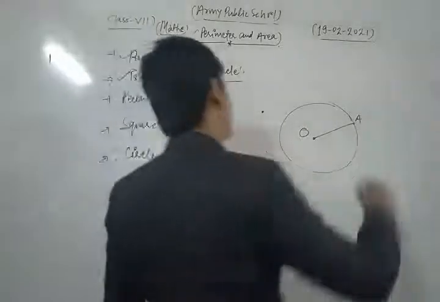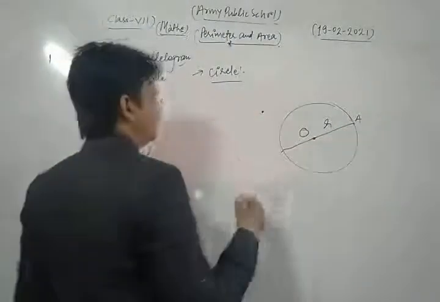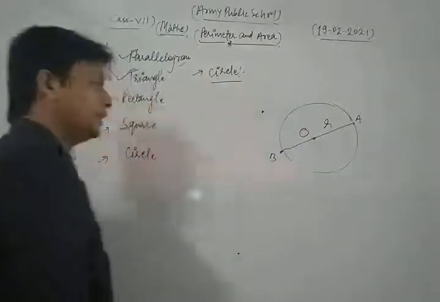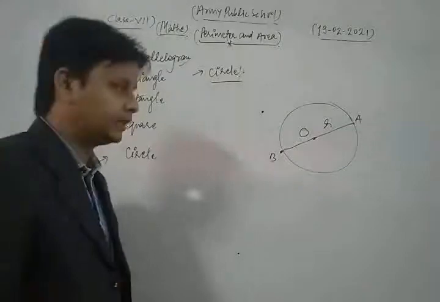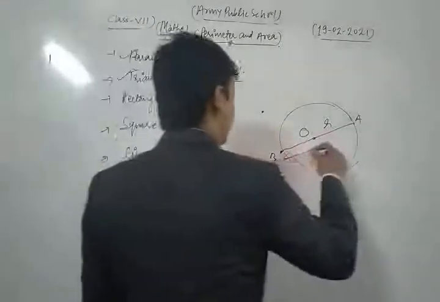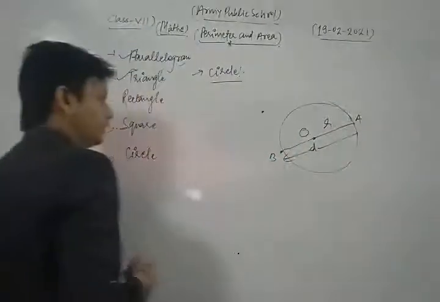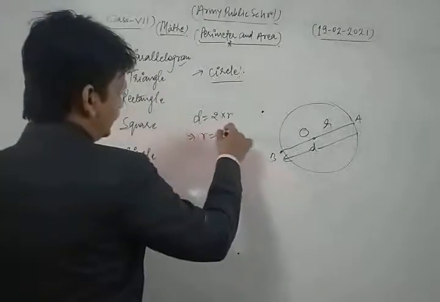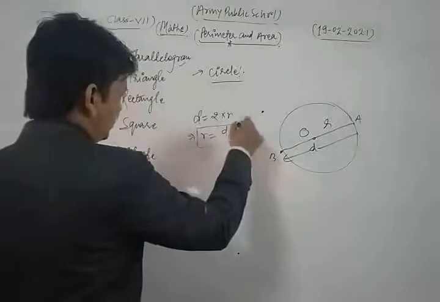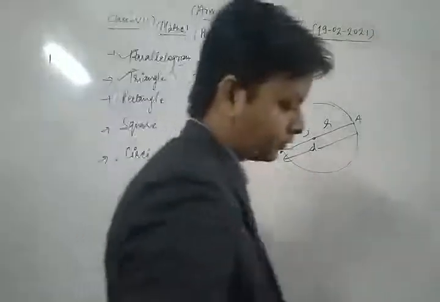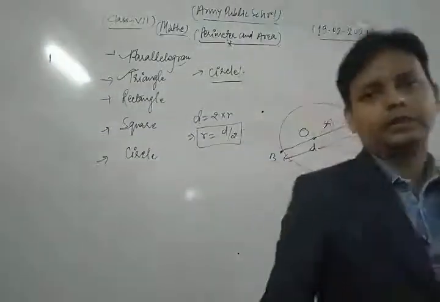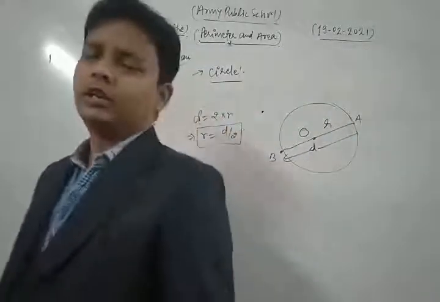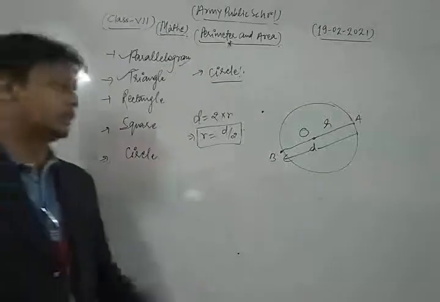So this is radius R, and if we join any two points on the circle passing through the center, that is called the diameter. So this is the diameter of the circle, and in this way we can say that diameter is 2 times the radius, and the radius is diameter by 2. This is a very important topic, the relationship between radius and diameter.